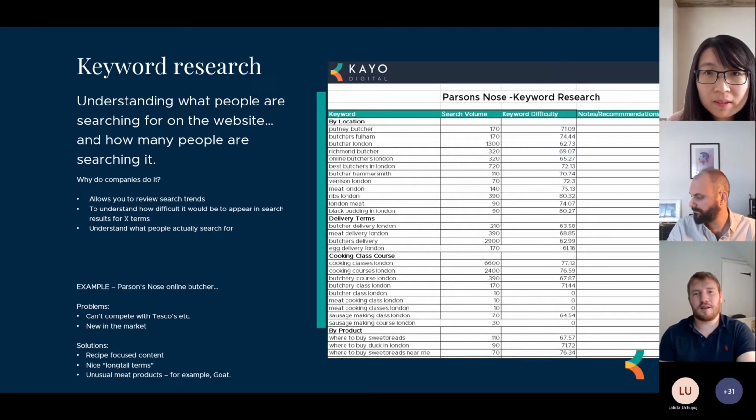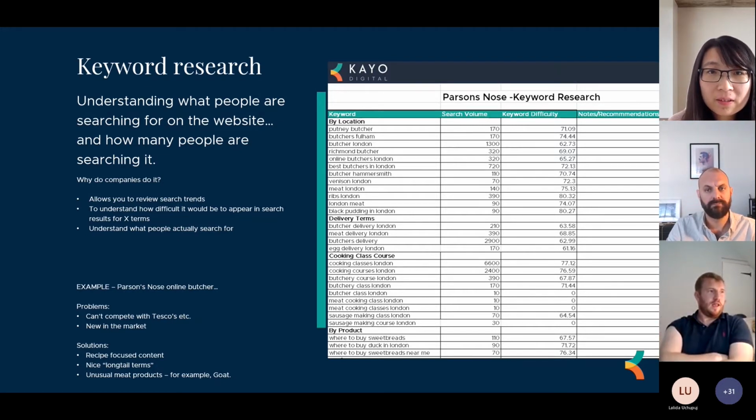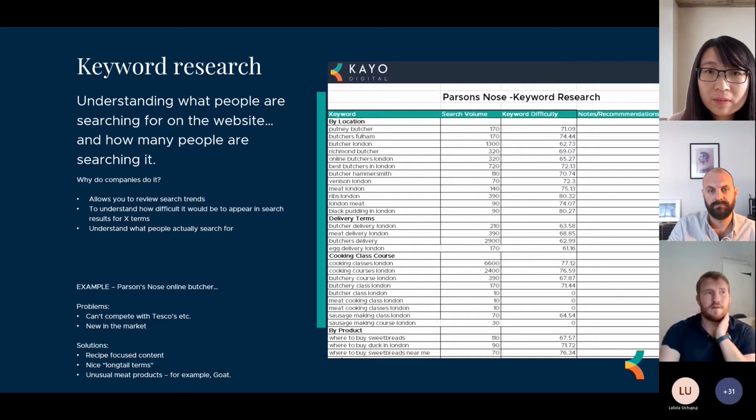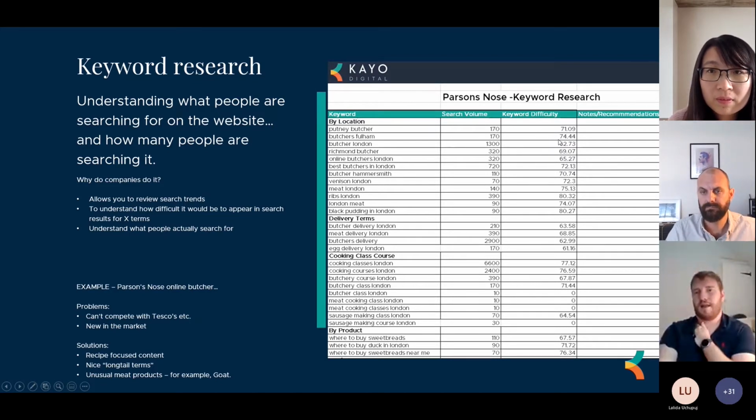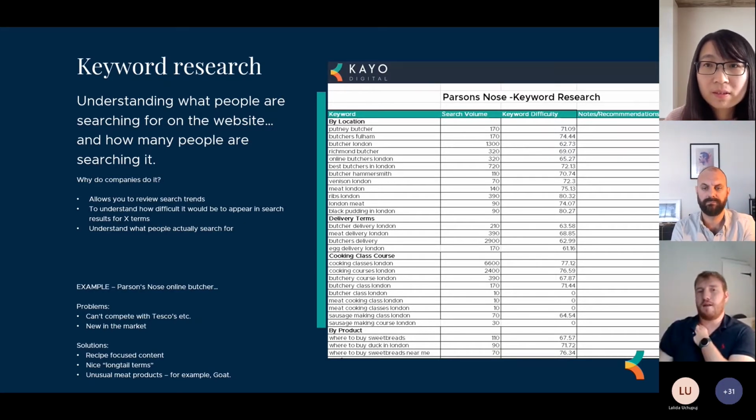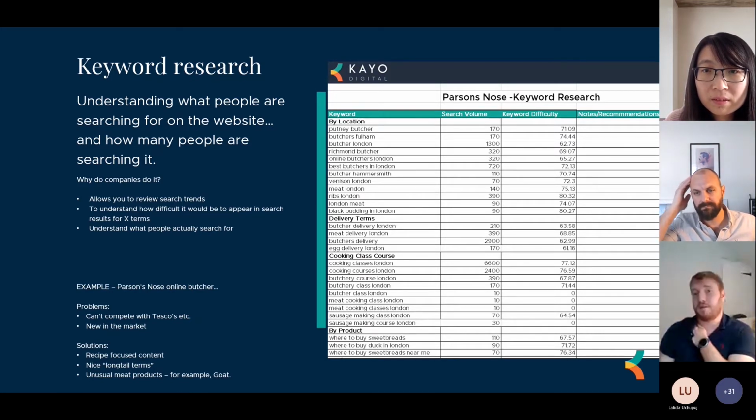Well, keyword research. Keyword research, in layman's terms, or what I talk to my family about, is understanding how people use search, use Google, how many people search for it. So you can see search volume. This is how many people search for this term over a month. And then you define keyword difficulty by that. How difficult is it to appear on page one for that? Because realistically, if you're a company like Parsons Knows, you want to be on page one. Big data has helped them do that.